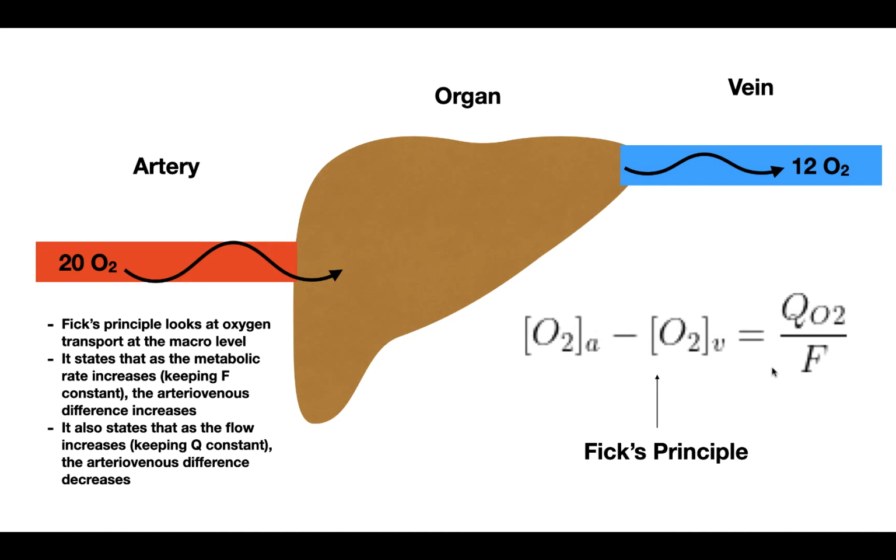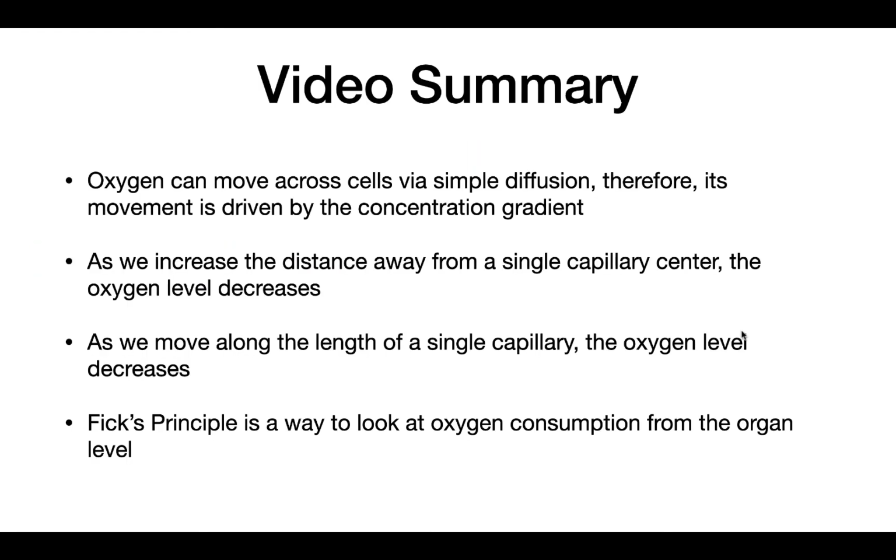The other thing that we see with Fick's principle is how flow relates to the arteriovenous difference. So when flow increases, this means that the blood inside the vessels is going to be moving faster. Now, whenever you move blood faster, this actually decreases the ability of oxygen to diffuse across the capillary walls. So therefore, the arteriovenous difference is going to decrease. So this relationship is going to allow you to understand how the organ uses oxygen in the context of its metabolic rate, as well as the context of the flow that's entering into the organ.